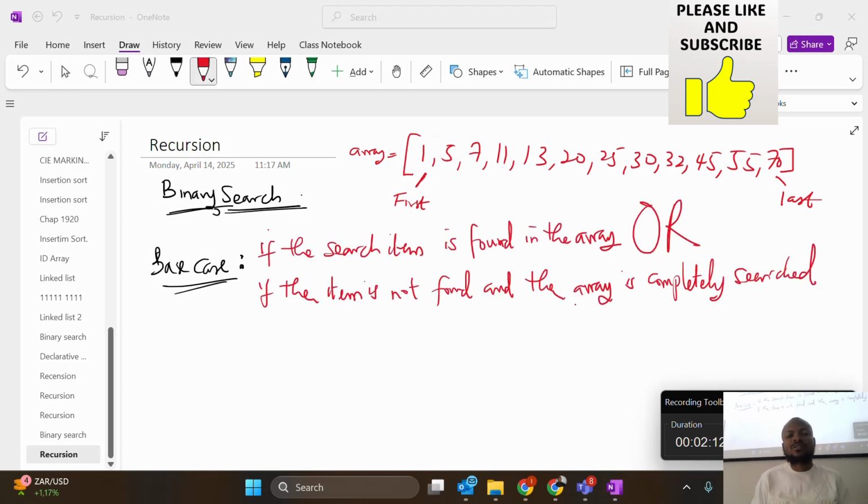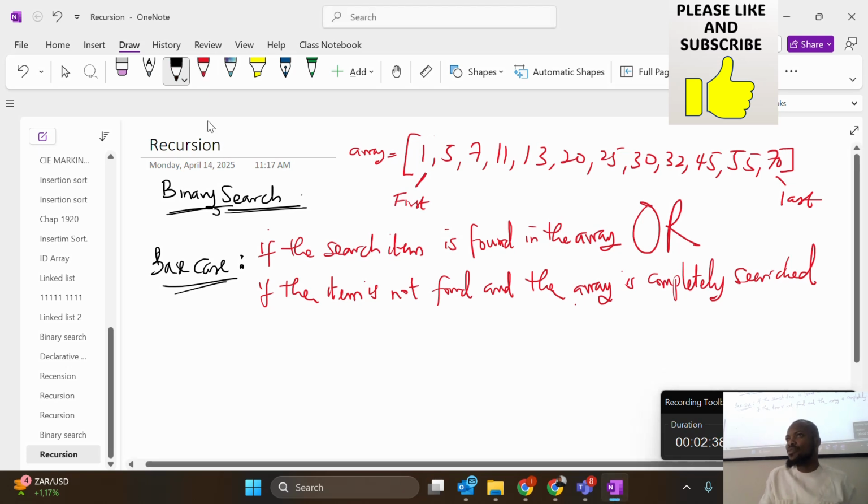So we said that the base case is if the search item is found in an array, or if the search item is not found and the array is completely searched. So that means you can have as many conditions in the base case, not necessarily one. Is that understood? So what is the second thing you must identify before you write your code? The recursive case.